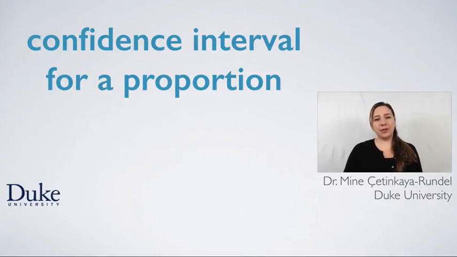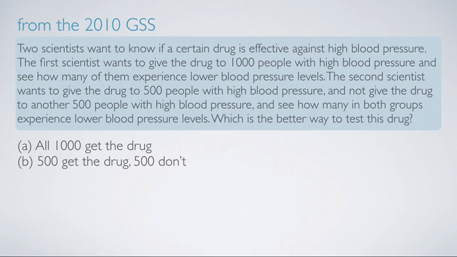In this video, we're going to make use of what we learned about the central limit theorem for proportions in terms of their shape, normality, as well as their standard error to calculate confidence intervals for unknown population proportions.